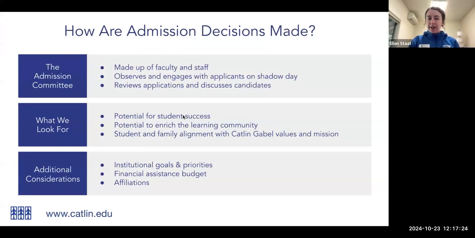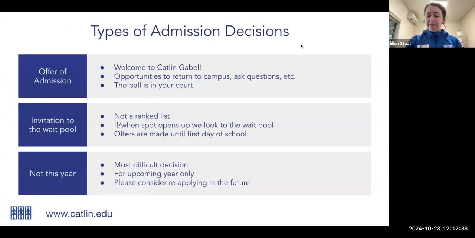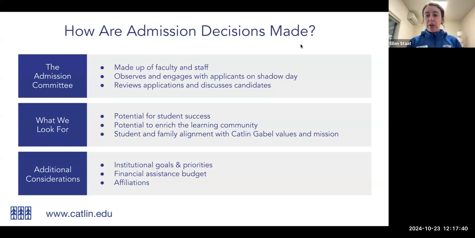And then one of the last things I wanted to talk about before we transition to Q&A in just a moment is how are admission decisions made at Catlin Gable? It's really important to us that we have an equitable, ethical, and fair process. So we have admission committees at Catlin Gable. There's one for the beginning and lower school, there's one for the middle school, there's one for the upper school.